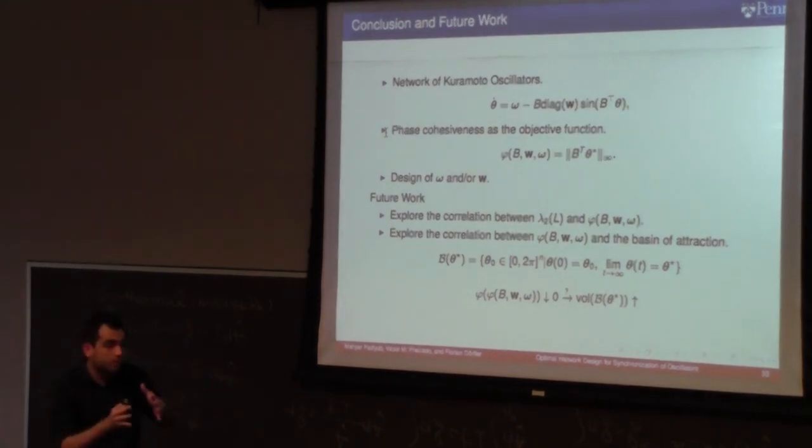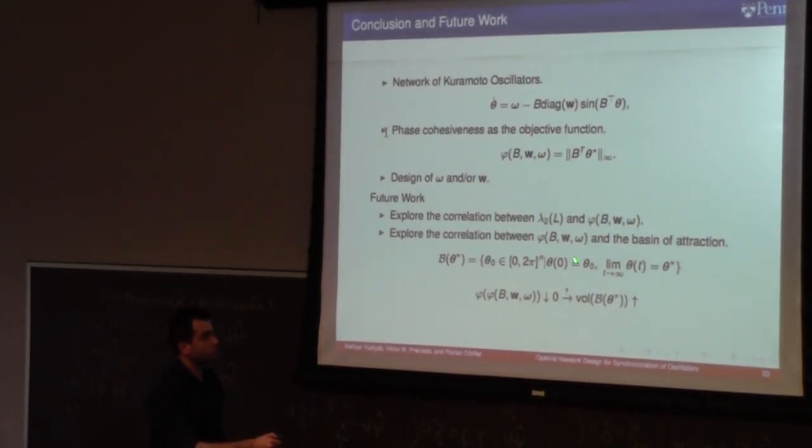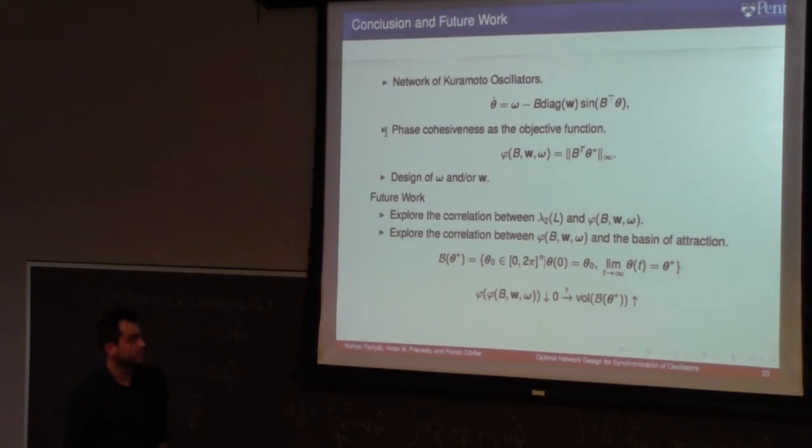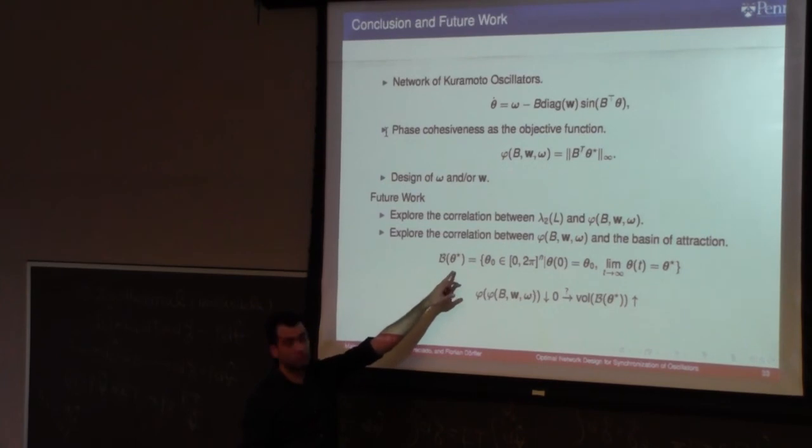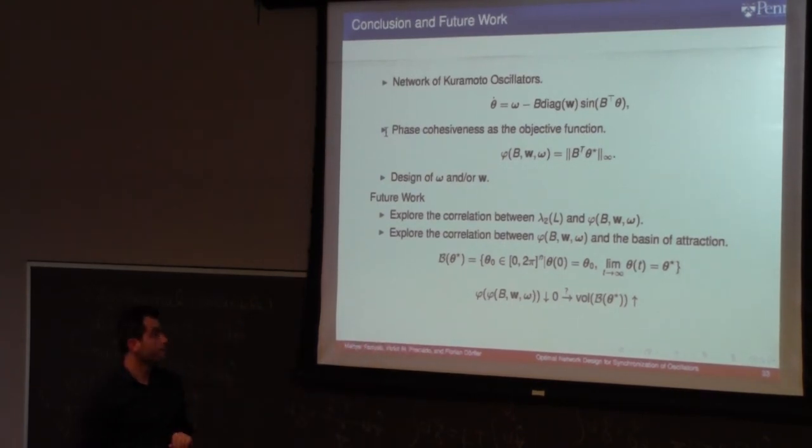So I want to study if I push these angles together in the steady state, does it have anything to do with the lambda 2 as well? Is there any positive correlation between these two? The second question, which is more appealing than the first one, is that I define this basin of attraction for any fixed point theta star, right? The basin of attraction is the set of all the initial conditions for which, if I start from this initial condition, I converge to the optimal point.